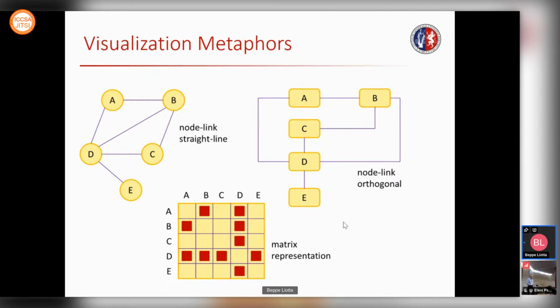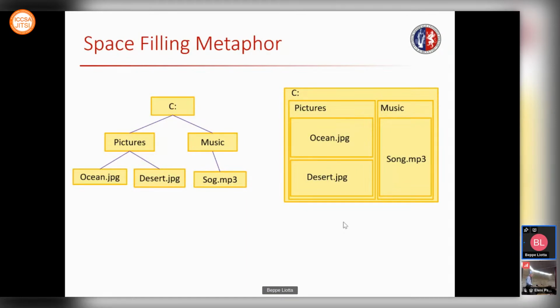Or you can have the matrix, adjacency matrix representation. All of you must be aware of this type of representation for a graph, and I will get back to this later. But before, I want to also mention the space filling metaphor. The space filling metaphor represents the vertices as rectangles, and the edges are represented by the inclusions of rectangles. For example, here on the left-hand side, you have a tree, whose root is C, and then you have the rectangle representing C.